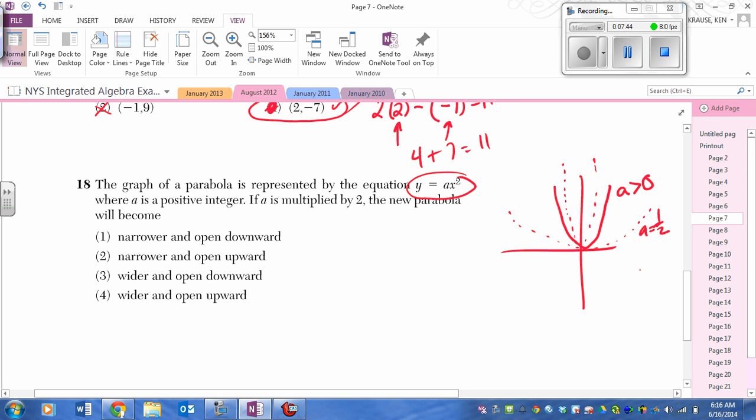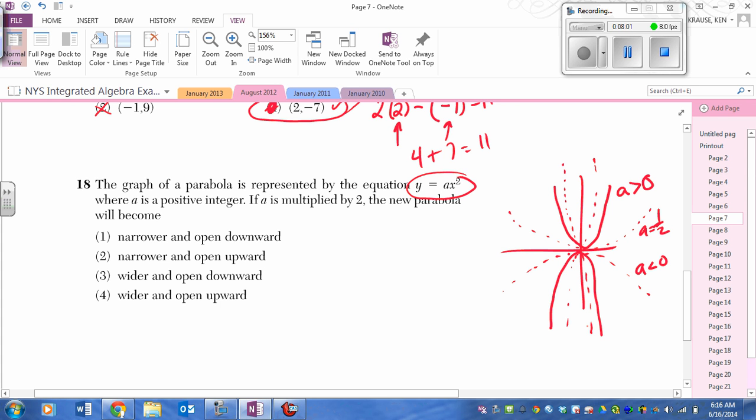If all of a sudden a was less than 0, otherwise known as negative, you get a parabola that's coming down. And then the same rules apply. If you've got a fraction that's smaller than 1, it will be wide. If you've got a number bigger than 1, it'll be nice and steep. Those are things you know about a parabola.